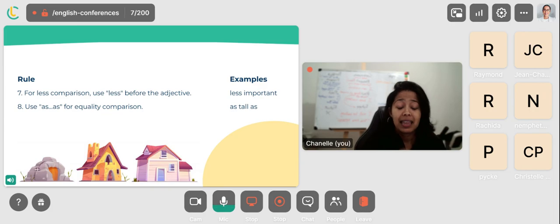Okay, and then we will use as and as for an equality comparison. Now, what does that mean? When you would like to say that two things are the same, you will use as with the comparison as. I will give you an example. John is as tall as his brother. So you will always put that adjective in between the two words as. Jenny is as small as her sister. It is a way to say that two things are equal.